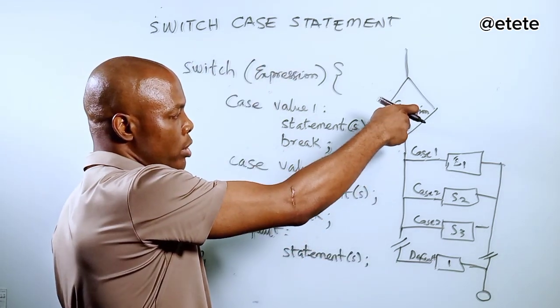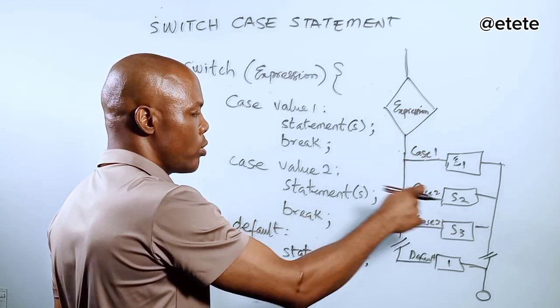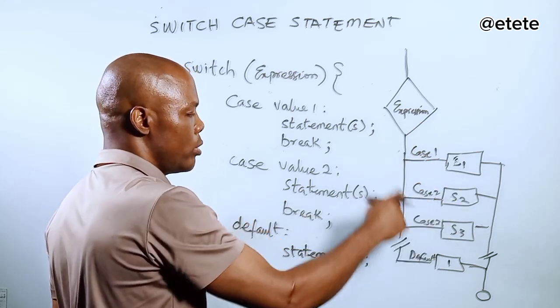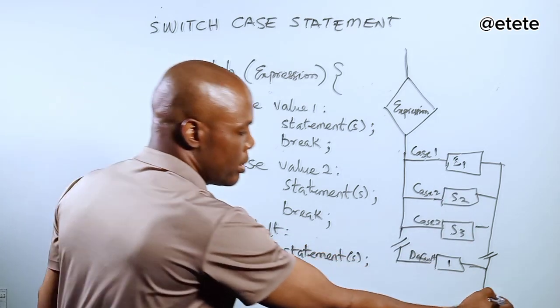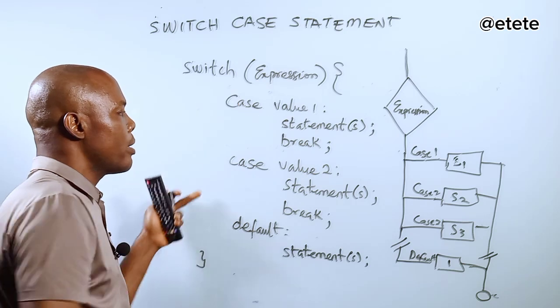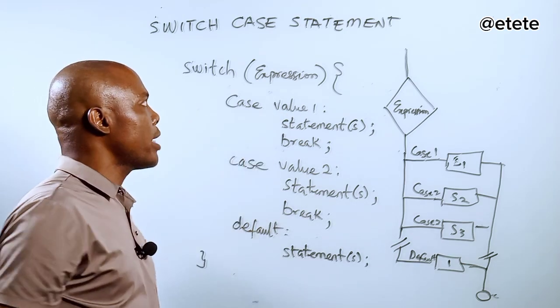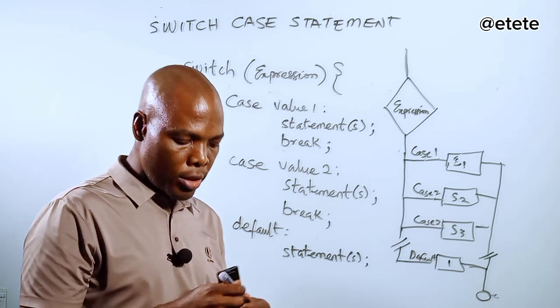So this is the flow chart for switch case statement. You do the expression. If it is this case, it will go in. If this is not true, it will come to this one. If this is not true, it will come to this one. Like that until it will exit, which is the end. So this is syntax, and this is the flow chart. So let's write a program to demonstrate this on the screen.